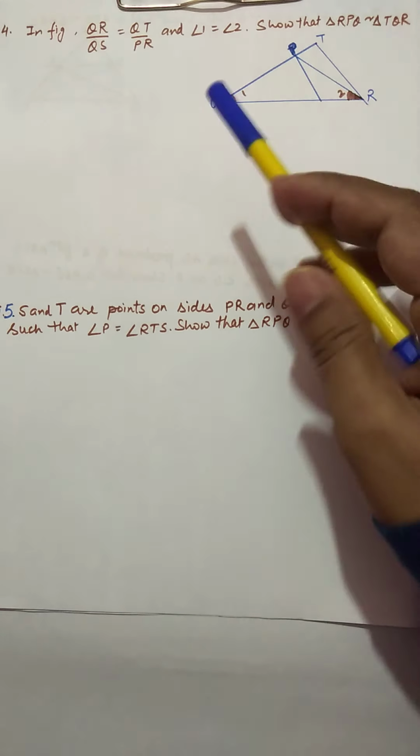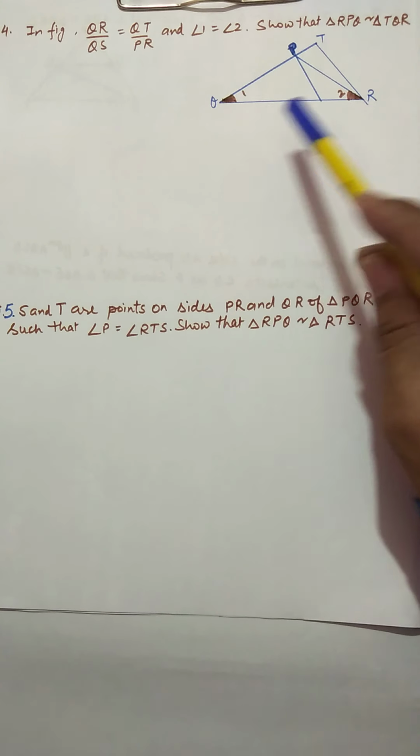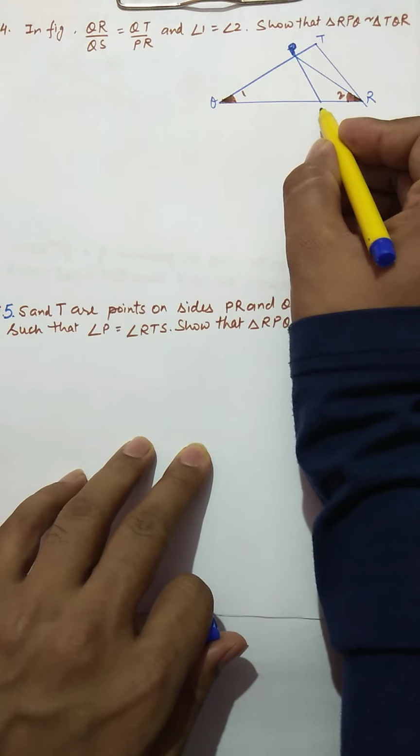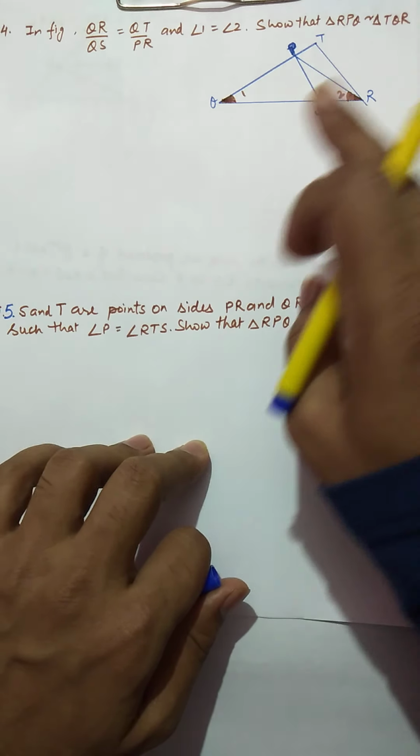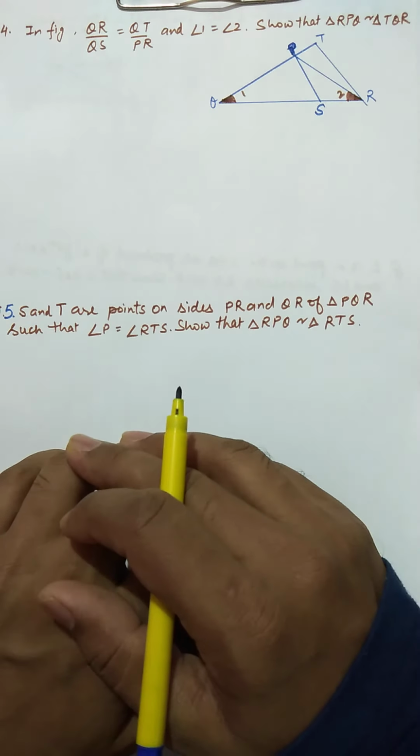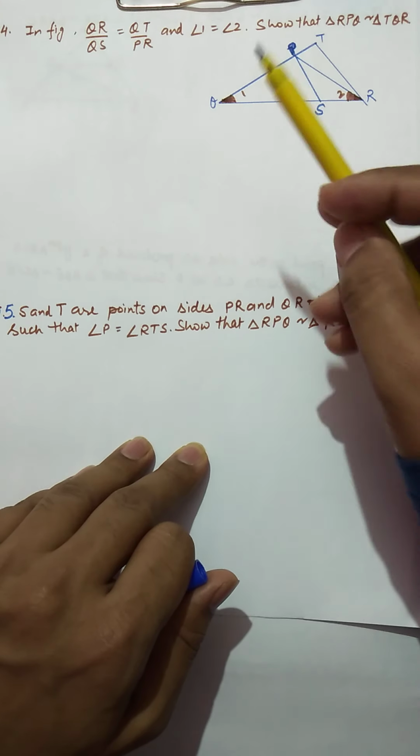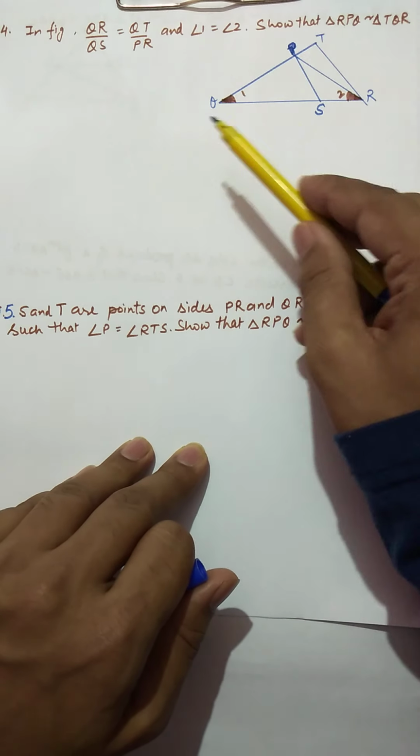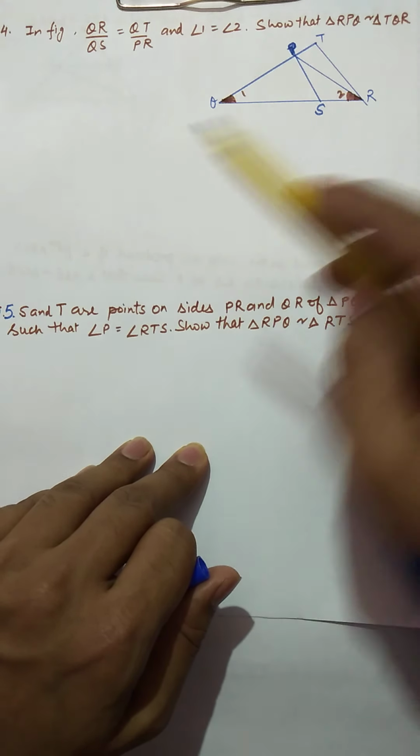Now consider question number 4. In this, you can say this is QR and this is QS, this is S. So QR upon QS is equal to QT upon PR. This is given to us, and angle 1 equal to angle 2 is given to us. We have to show that triangle RPQ, you can see this is R, this is P, this is Q, is similar to triangle TQR. We have to show it similar to TQR.